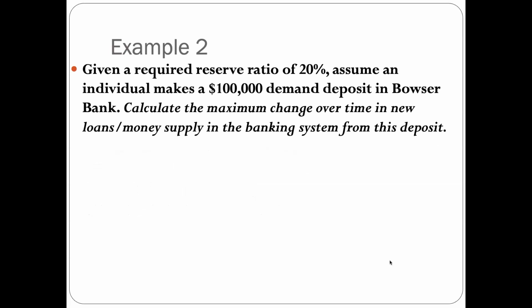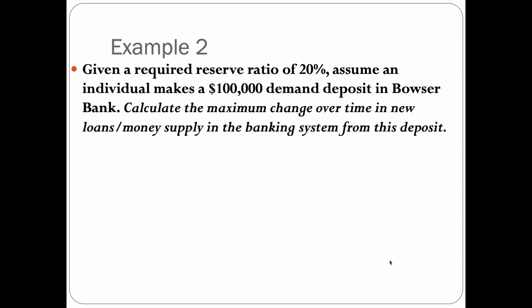Now, example 2. Given a required reserve ratio of 20%, assume an individual makes a $100,000 demand deposit in Bowser Bank. That was similar to the scenario from example 1. This next part is different. We're going to calculate the maximum change over time in new loans or money supply in the banking system from this deposit.